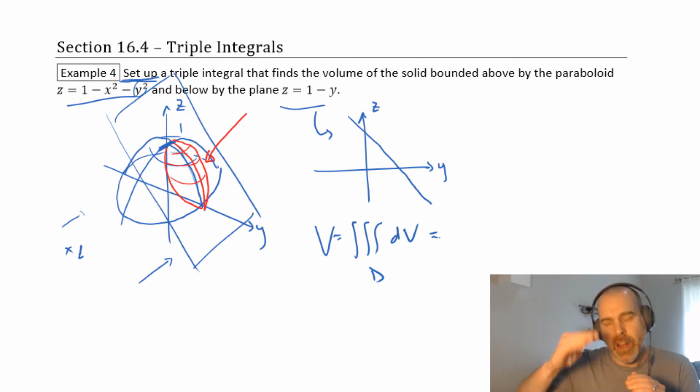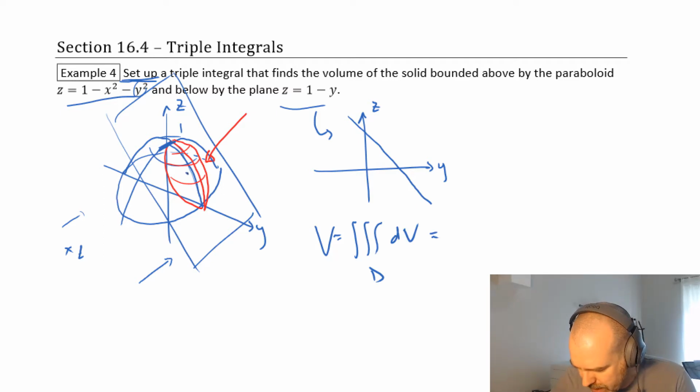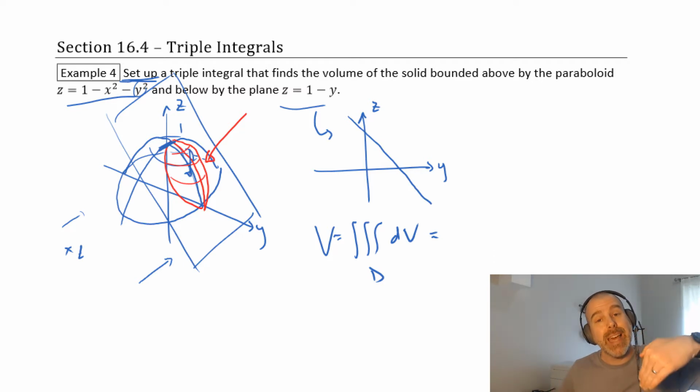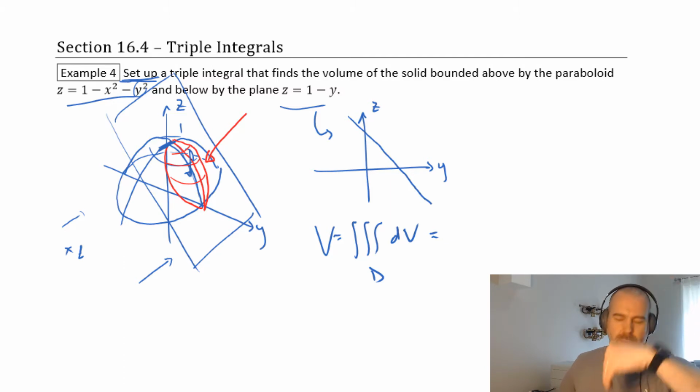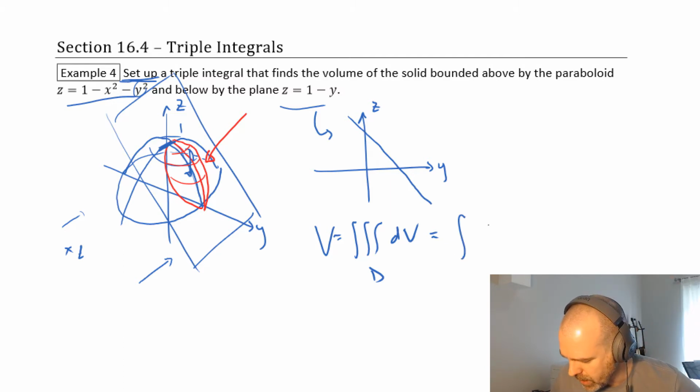Okay, so the z's are going to go, we've got our little representative z here. We're going to go from the bottom to the top. The bottom is the plane, and the top is the paraboloid. So z is going to go from the plane 1 minus y to the paraboloid 1 minus x squared minus y squared. And that's dz.